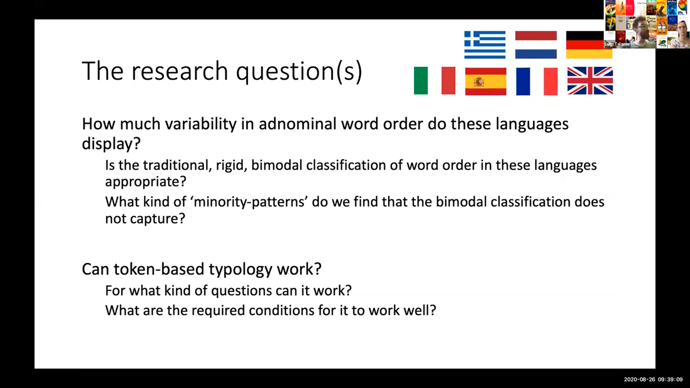For what kind of question can it work? What are the required conditions for it to work well? This is a sort of summary.